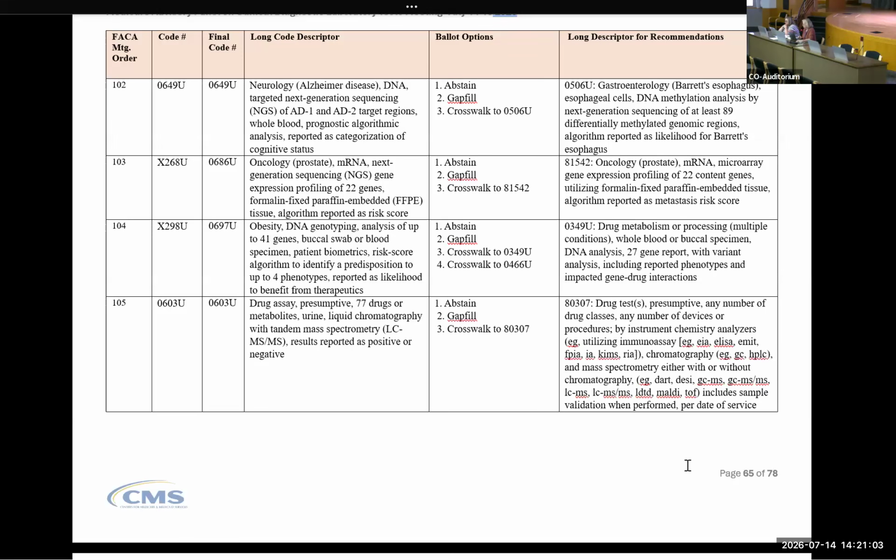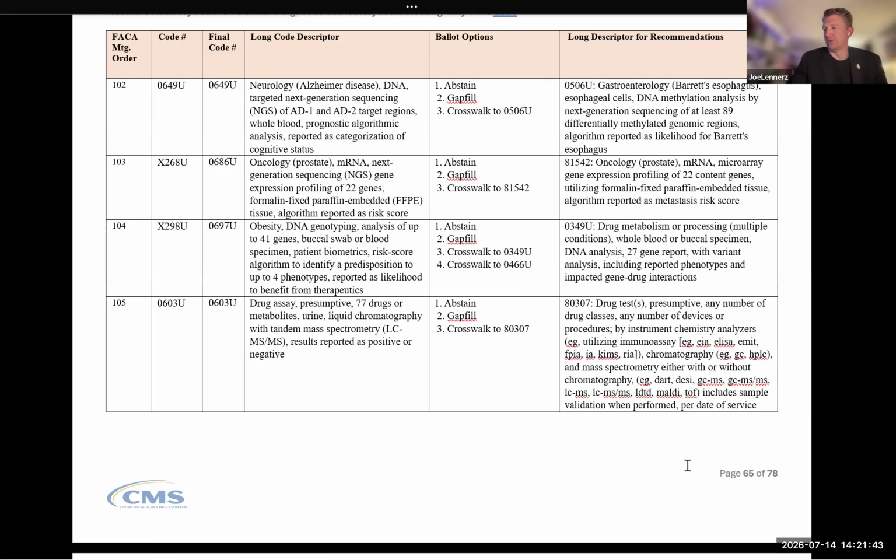Thank you. All right, next up we have X298U, which has a new code of 0697U. That is an obesity test of a DNA genotyping analysis of up to 41 genes from buccal swab or blood specimen. There's also some patient biometrics flowing into a risk score algorithm to identify a predisposition to up to 4 phenotypes, and it is a likelihood to benefit from therapeutics, which is a very interesting and novel approach.